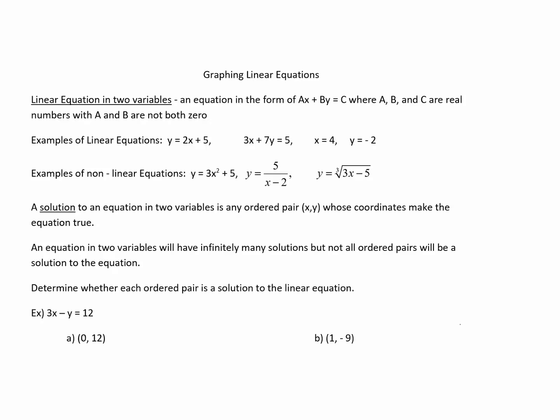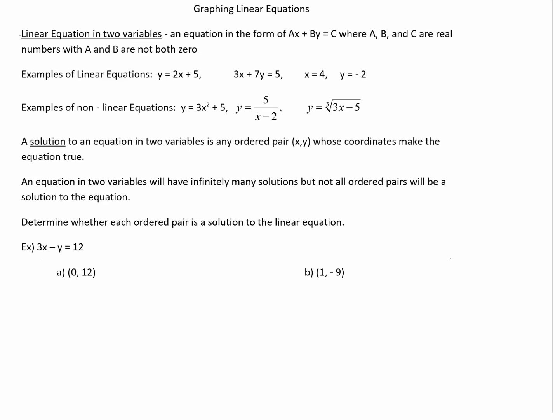All right, so a solution to an equation in two variables is any ordered pair x comma y whose coordinates make the equation true. An equation in two variables will have infinitely many solutions, but not all ordered pairs will be a solution to an equation. We want to determine whether each ordered pair is a solution to the linear equation.